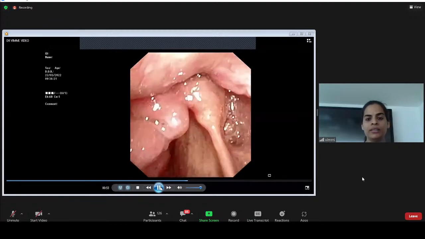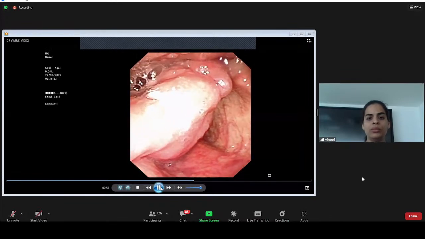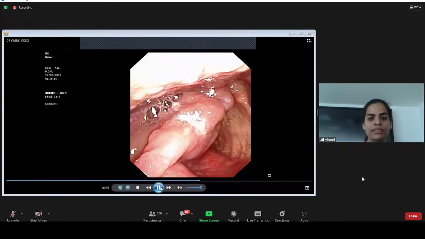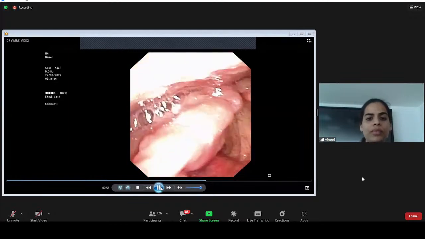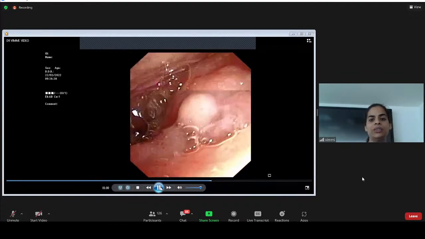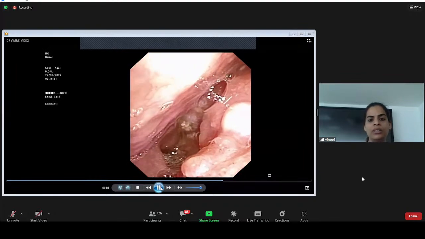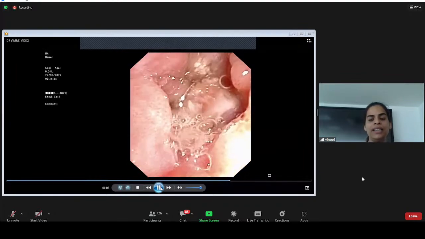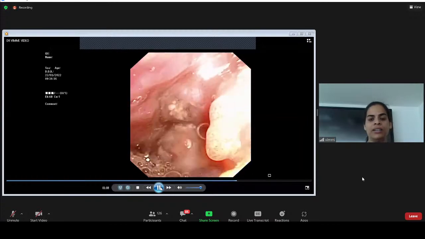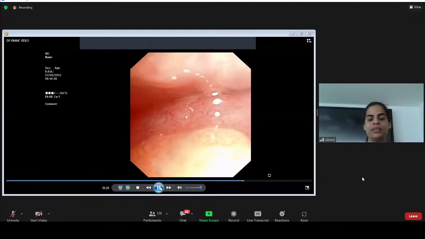And now moving on to the piriform sinus of the right side, we can see an ulceroproliferative growth involving the medial wall and lateral wall. The inferior extent cannot be visualized here because of the disease.